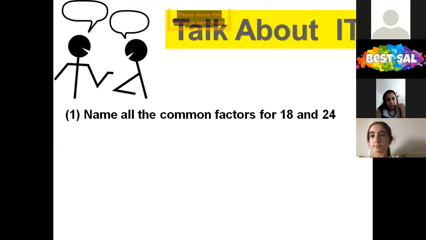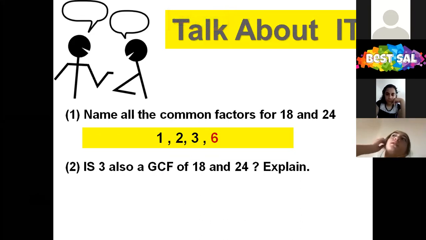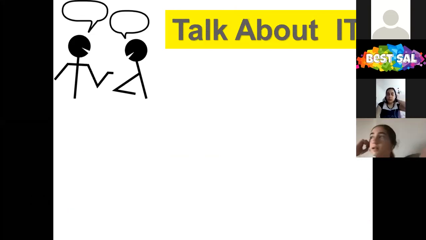Now, this is the same question again. Now look at question 2. It says, is 3 also a greatest common factor of 18 and 24? Look, 3 is a common factor, but can we say that 3 is also a greatest common factor? It's obviously no. Of course we can't. When we say greatest, there is only one greatest number. And when you compare two numbers, we can't say that both numbers are greater.